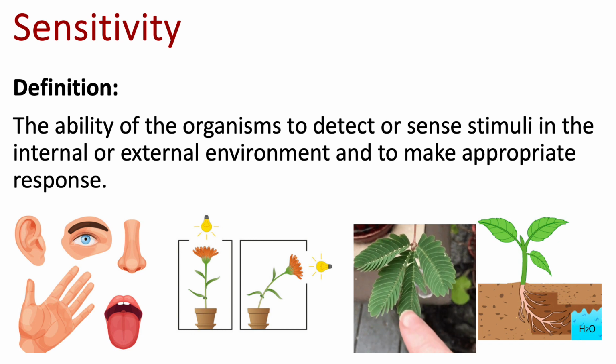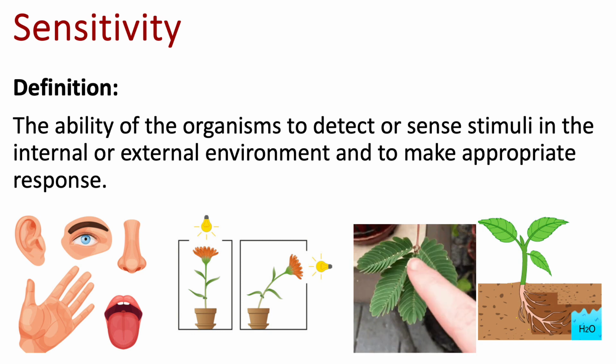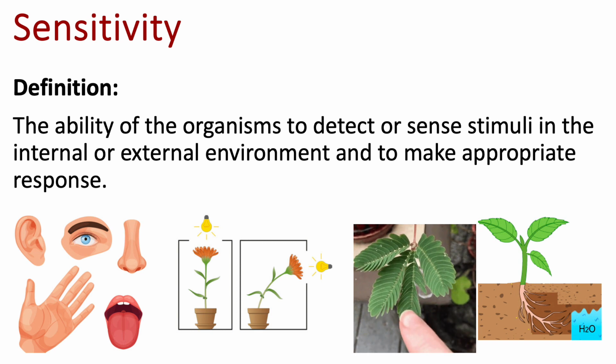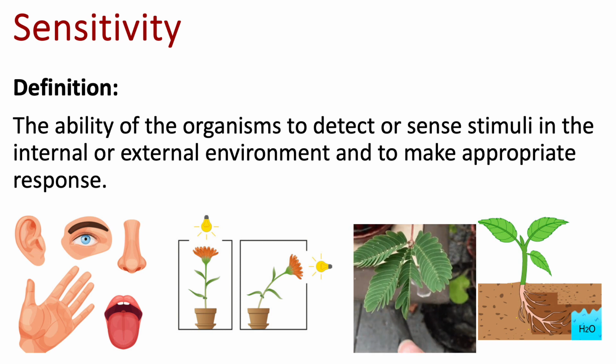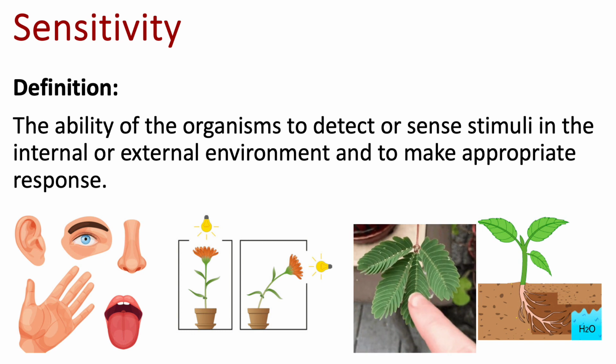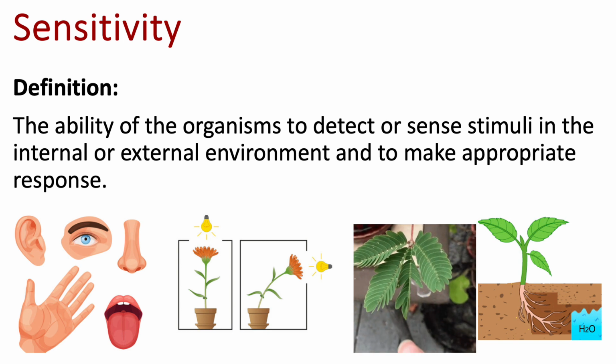Plants do not have such specialized sense organs, but they do respond to external stimuli of light, water, chemicals, and touch. For example, opening and closing of flowers with light, movement of leaves, especially in the touch-me-not plant when you touch it. And then the roots also grow towards the source of water. So basically, sensitivity helps all organisms to thrive and survive in their surroundings. So a formal definition of sensitivity is the ability of the organisms to detect or sense stimuli in the internal or external environment and to make appropriate responses.